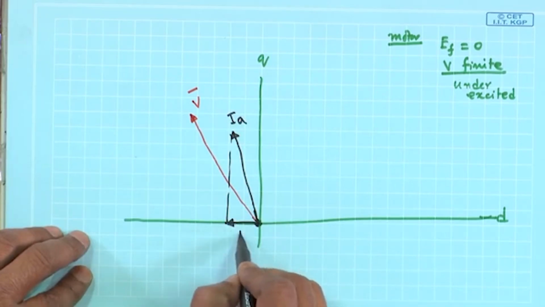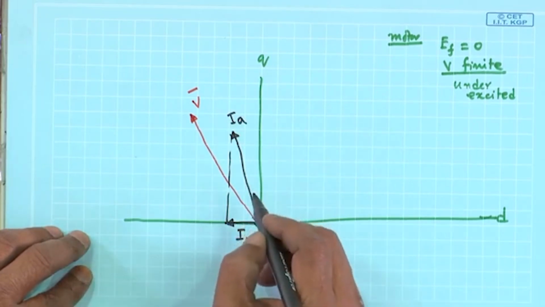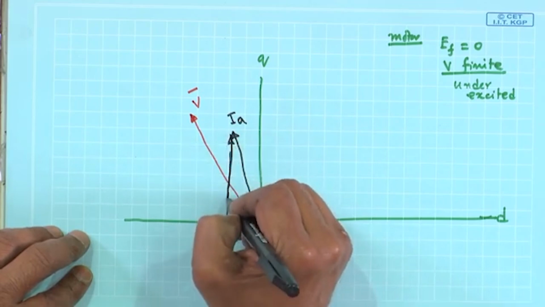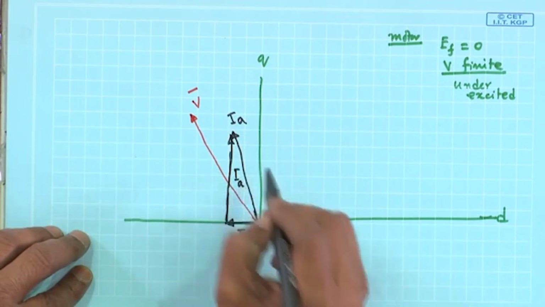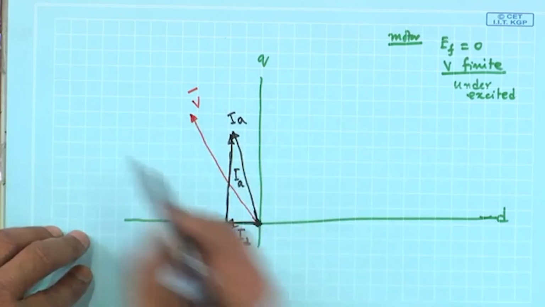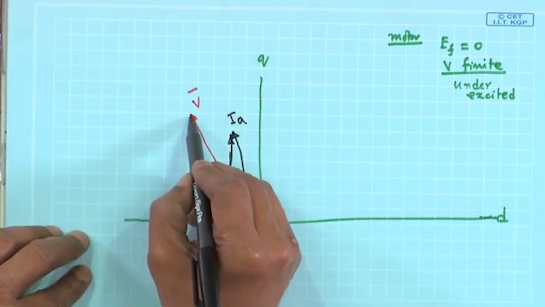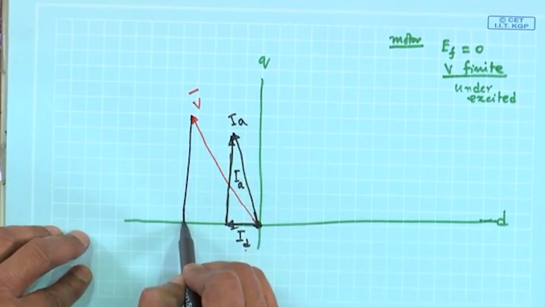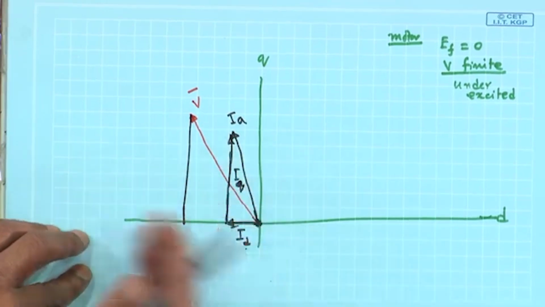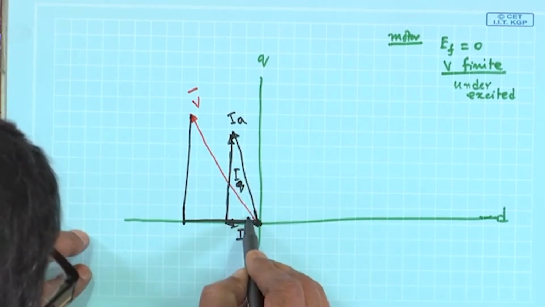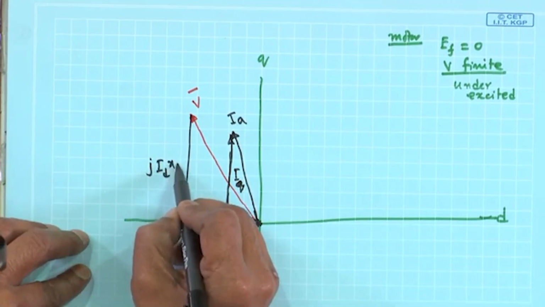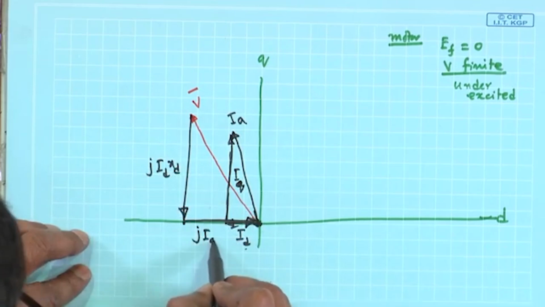So, this will be your ID, this will be your IQ, so V plus J ID XD. ID is this way, it was wrong earlier, it will be like this: J ID XD, and this vertical line IQ, so J IQ XQ. So, this will be J ID XD plus J IQ XQ.